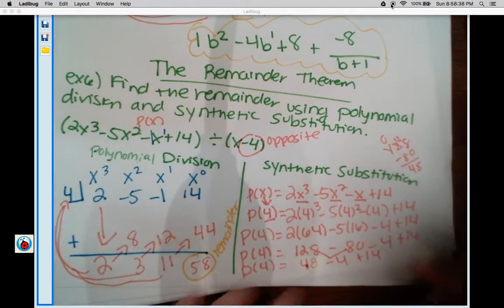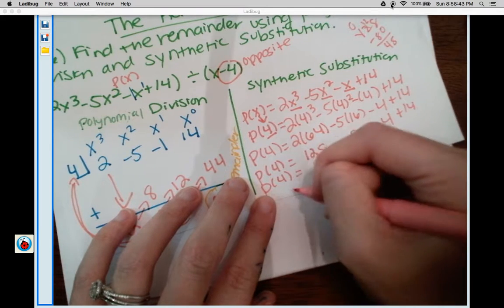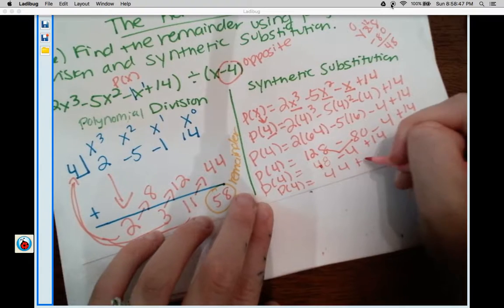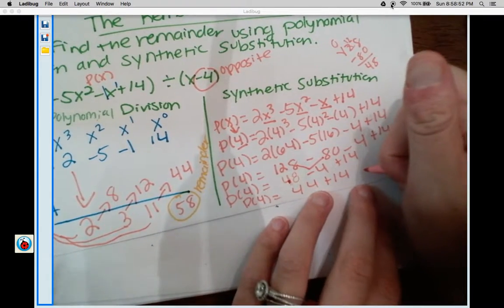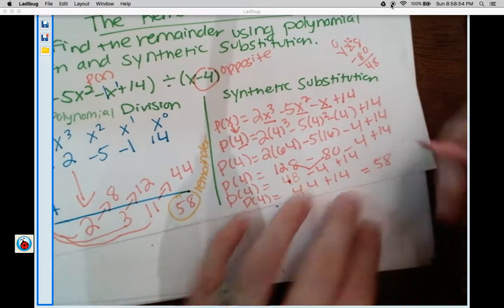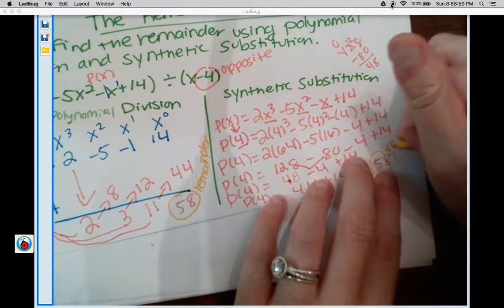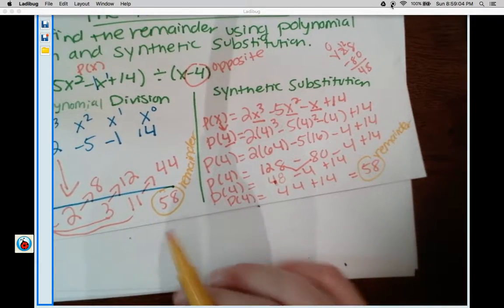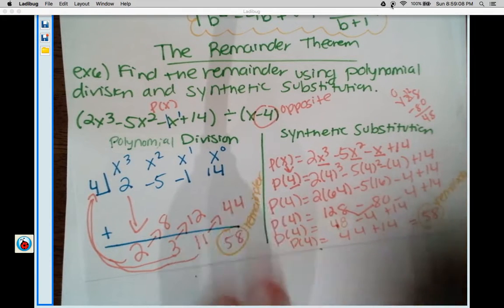Alright, let's see if we get 58. Let's see what happens. So 48 minus 4 is 44 plus 14. So 44 plus 14 will, in fact, you guys, give me a 58. Holy hot dog. Do you guys see how I got the same thing? Yay! So this is the same thing as my remainder. So if you guys did not get the same thing as your remainder, that means something went wrong, either in synthetic division or here. These should always give you the same value.